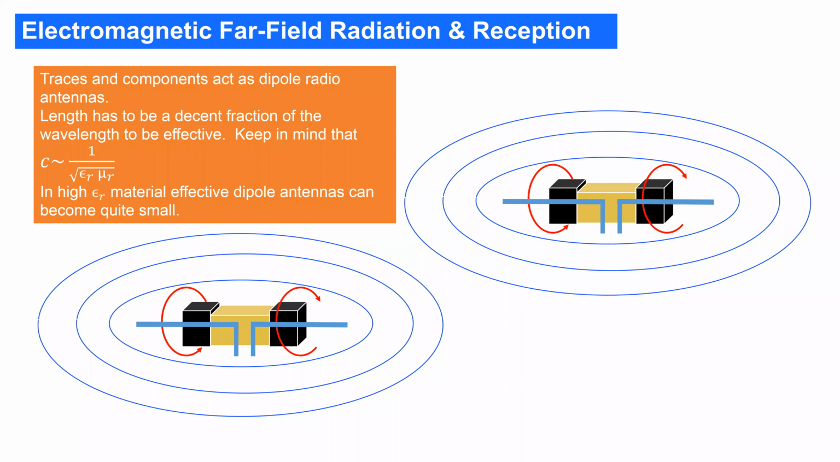Keep in mind now that the epsilon R of an FR4 substrate is in the order of 3.8 or 4, which means that it reduces the wavelengths by a factor of 2. So effectively, you need smaller components.